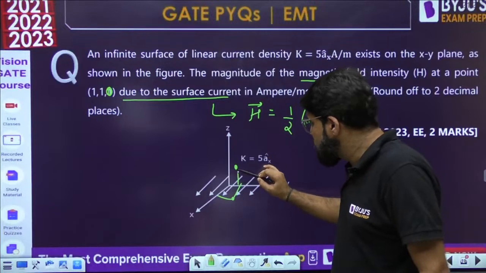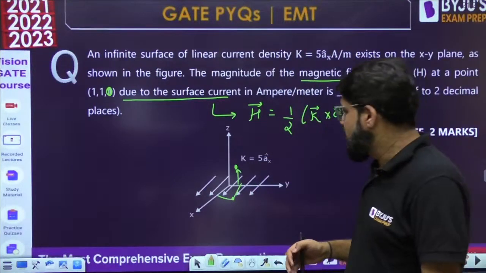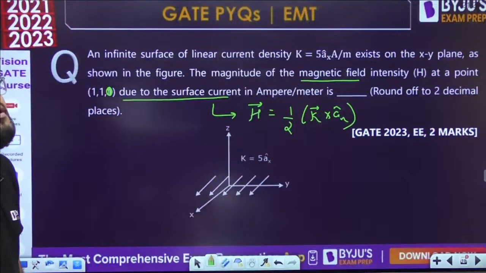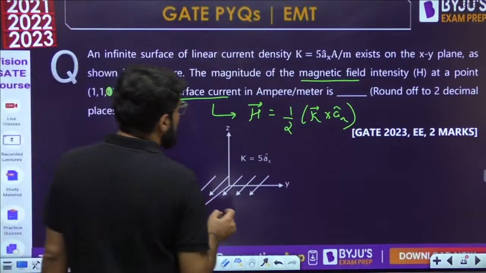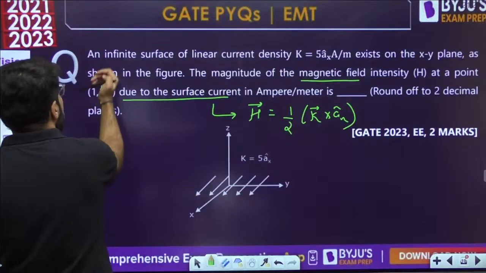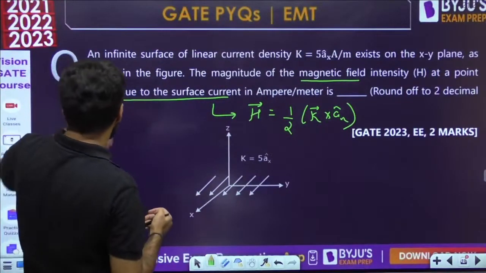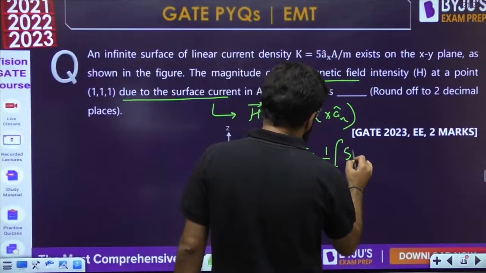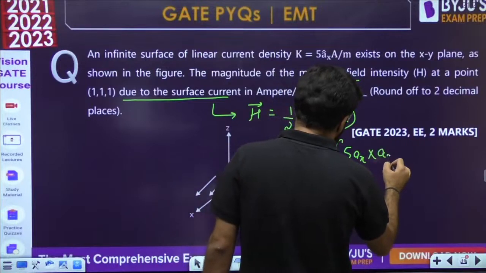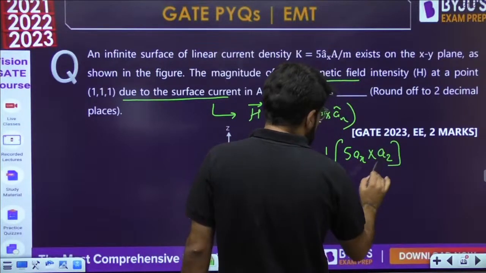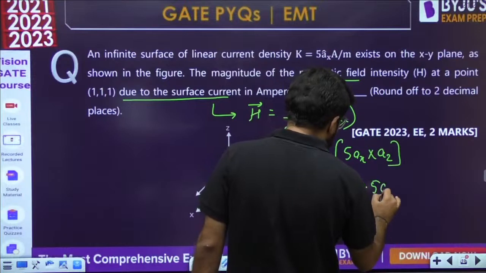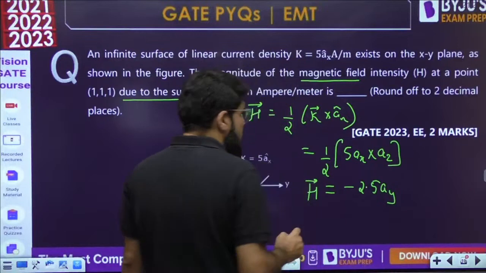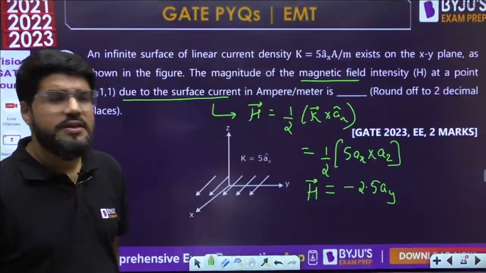With respect to the sheet, what is the unit normal vector? It is going to point in the Z direction. So this is half, K is 5 a_x, the unit normal vector is a_z. X cross Z is minus Y, so the answer is minus 2.5 a_y. It's a simple question for 2 marks. Although EE 2023 was a difficult paper, this one was relatively very easy.